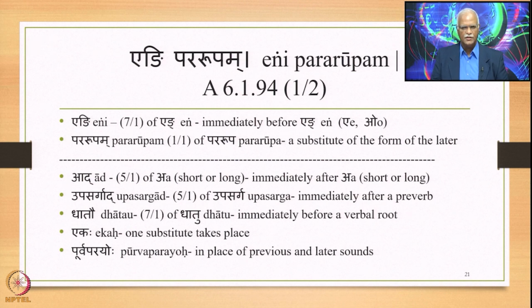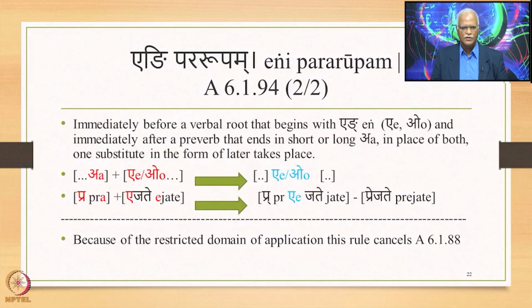All this put together, the meaning of 6194 can be stated like this. Immediately before a verbal root that begins with ing, that is a or o, and immediately after a preverb that ends in short or long a, in place of both, one substitute in the form of the latter para-rupa takes place. So let us look at the equations, but before going there, let us once again read the meaning carefully.